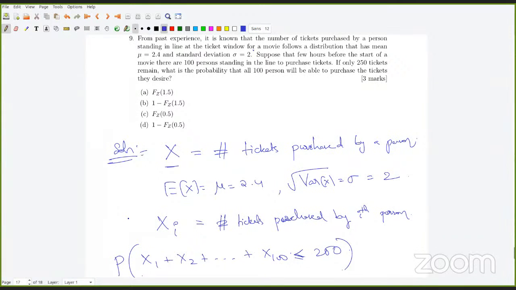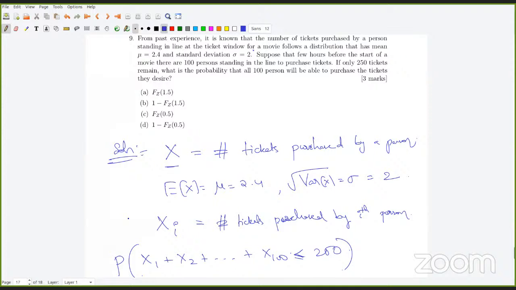Yeah. See, there are 250 tickets. Treat it like a real example. You went to a theater, and you are the 99th standing in the line, and you know that this theater's capacity is 250, and only 100 people turned out to watch the movie. 100 people stood in the line to buy the tickets. So it doesn't mean that all the 250 tickets should be consumed by the 100 people.